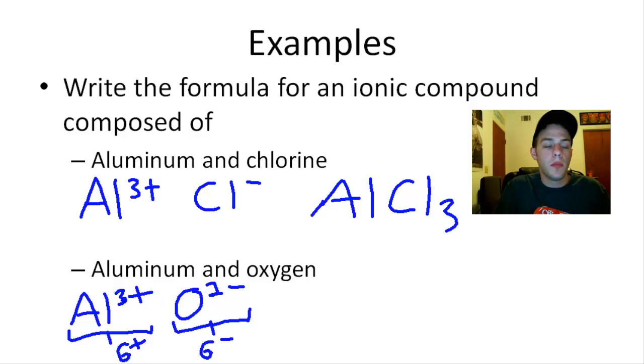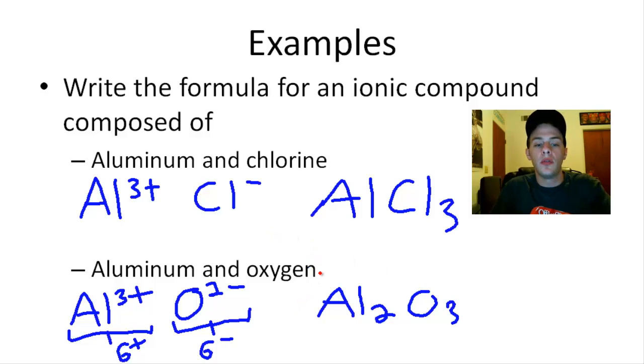And what do you have to multiply 3+ by to get 6+? That's 2. So that means there's going to be 2 aluminum atoms, so Al2. And what do we have to multiply -2 by to get -6? That would be 3. So it's going to be Al2O3.